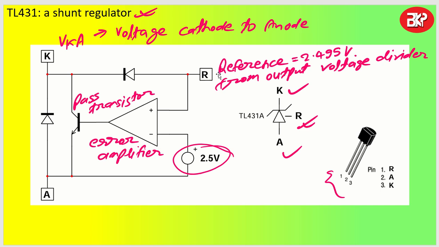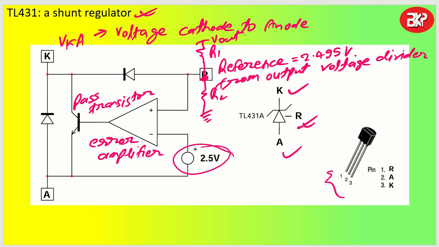Now my R pin is going to receive a voltage divided signal from the output. This R1 and R2 set a voltage at pin R, and when this goes high, the error amplifier will turn on, and when it goes low, it will be off. So like that it will be working, correct?